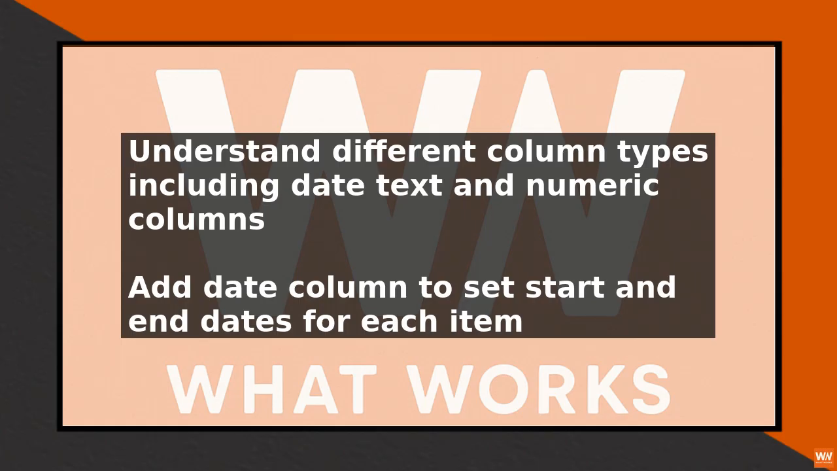Once you have added the necessary columns, you can customize the appearance of the timeline view by adjusting the colors and layout. For example, you can choose to display items as bars, circles, or lines, and select different colors to represent different types of items.